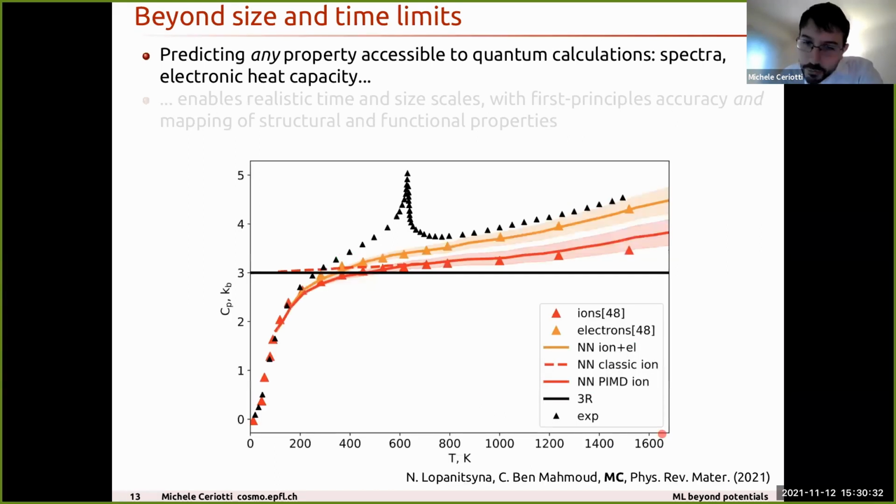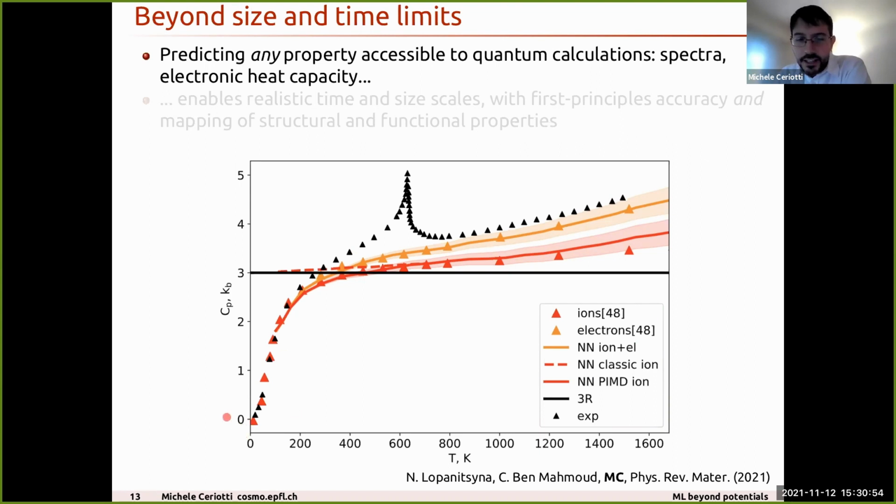And something which we are doing more and more now is also to learn the electron density of states. And this is interesting because you can use it to incorporate finite electron temperature properties into the thermophysics of materials. So this is the heat capacity curve for nickel, and there is an incredible amount of physics in here.